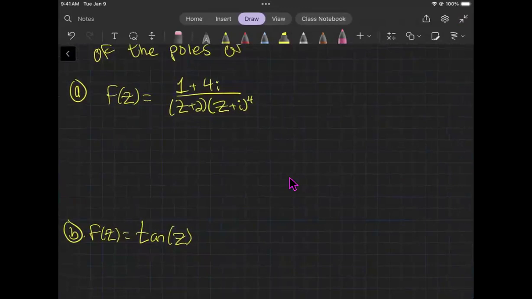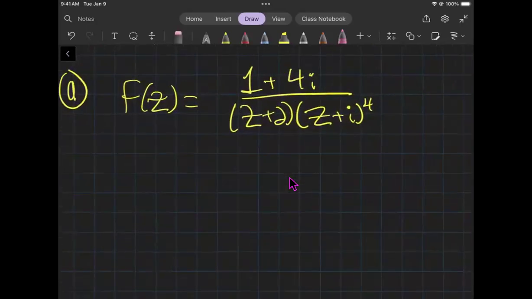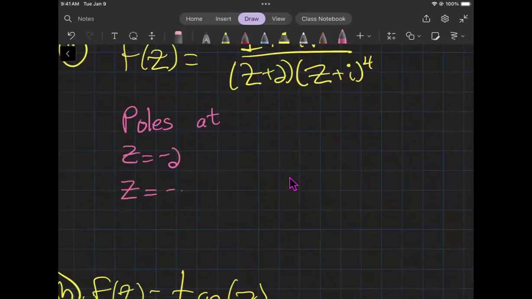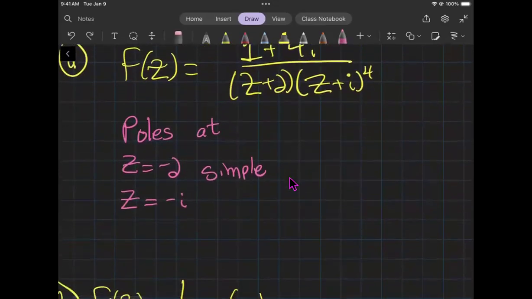Okay, I assume you worked on these problems. Let's go over it. The way to determine what poles are there and their respective orders is to look at whether it's a rational function. Typically it's going to be a rational function, and then just look at where the denominator would be zero. So in this case, we'll have poles at z equals -2 and z equals -i. So z equals -2 is a simple pole. It occurs once, the exponent here is 1. The exponent for the other zero is 4.